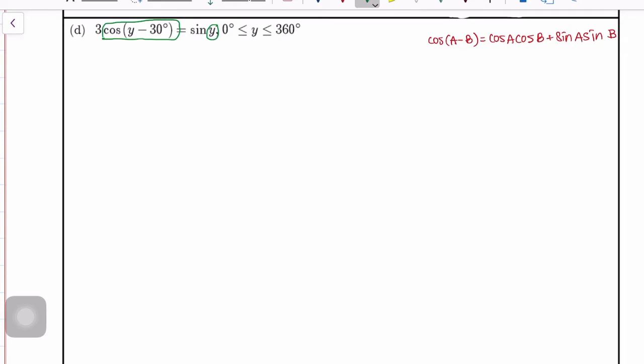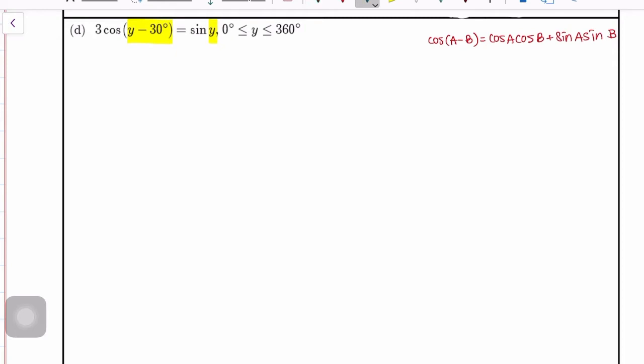So, untuk jadikan dia angle sama, this one we have y minus 30, this one we have y. So, bila angle tak sama, kita tak boleh terus selesaikan. Kita kena jadikan angle dia sama, maksudnya kita kena tukar cos(y minus 30) kepada something yang ada cos y.